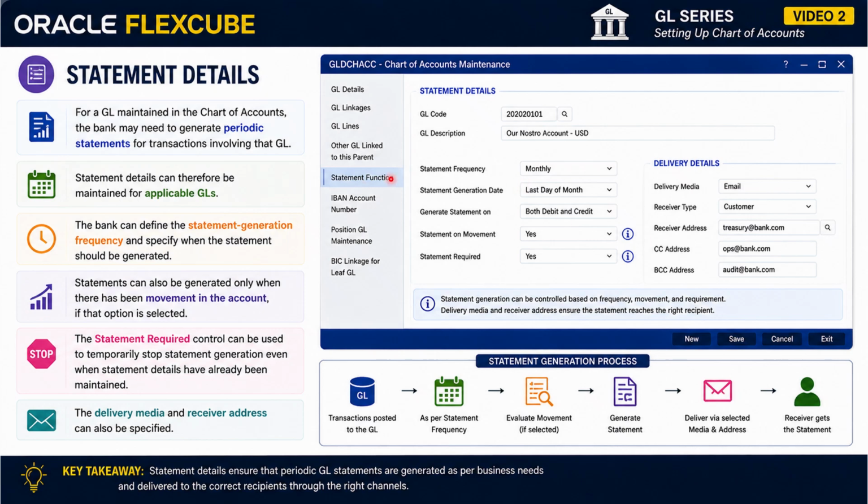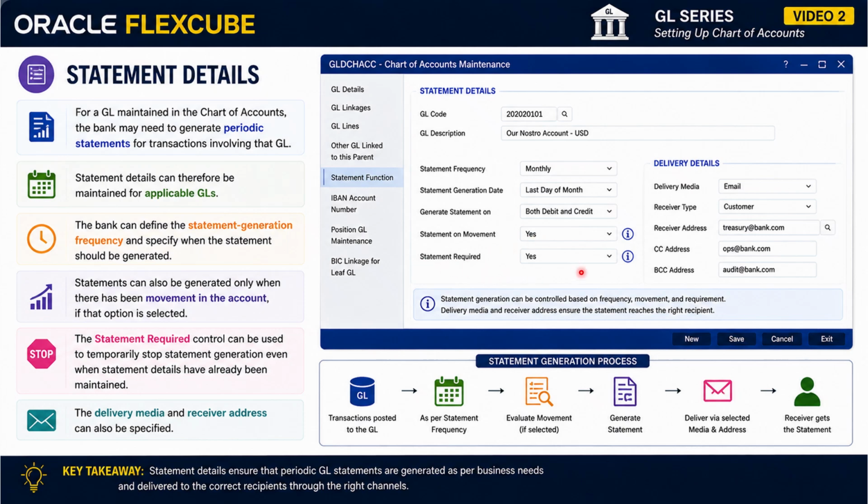Statement details. For a GL maintained in the chart of accounts, the bank may need to generate periodic statements for transactions involving that GL. Statement details can therefore be maintained for applicable GLs. The bank can define the statement generation frequency and specify when the statement should be generated. Statements can also be generated only when there has been movement in the account, if that option is selected.